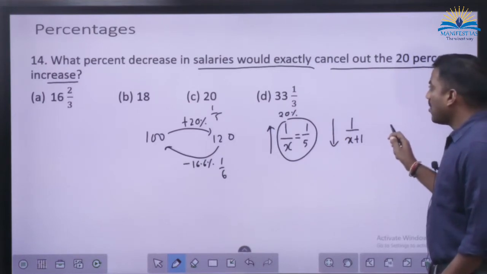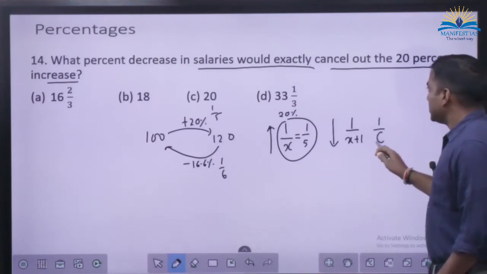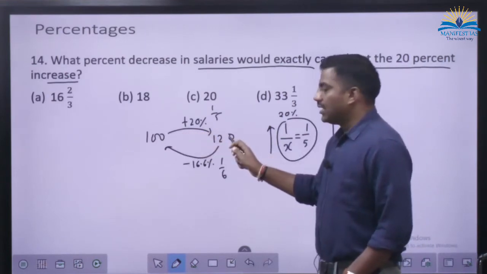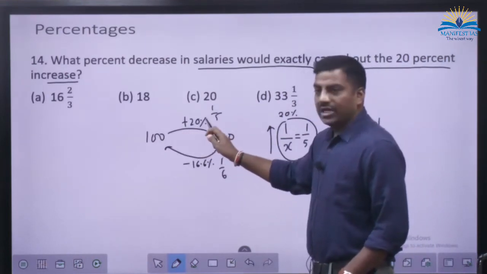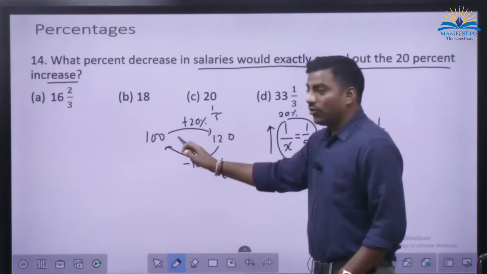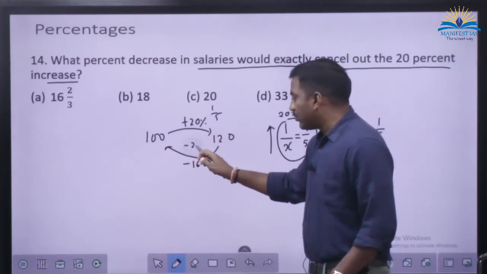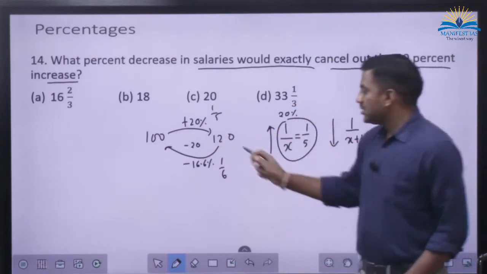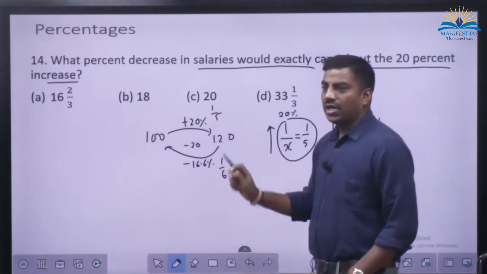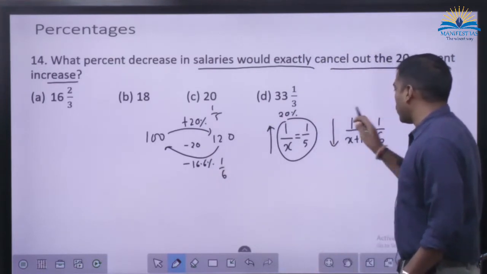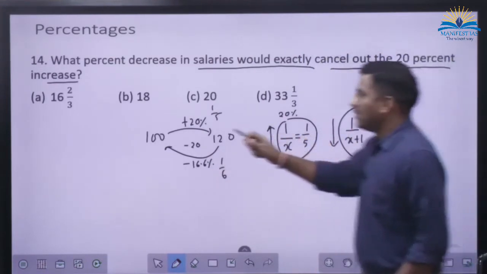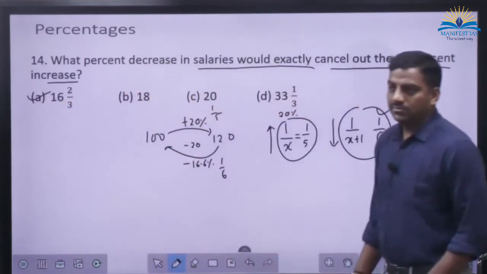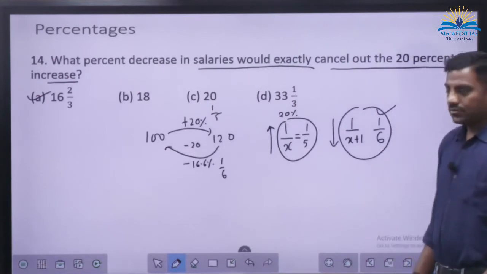1 by 6. So basically that is what has happened here. 100 has become 120 with the increase of 20%. If you want to cancel out that effect, basically you have to subtract 20. But this 20 on 120 is not 20%. This 20 on 120 is 1 by 6 or 16.6%. That is what we have to get. 1 by 6 is nothing but 16.66% or 16 2 by 3%. Okay, fine.